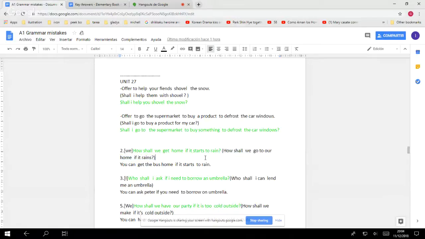How shall we go to our home if it rains? How shall we get home? Remember that you don't say arrive to my home. You say get home. O sea, llegar a la casa. Nosotros no usamos el go porque el go, in this case, is for go to the home. But in this case, I want to arrive to my home. So for this reason, I use get home.